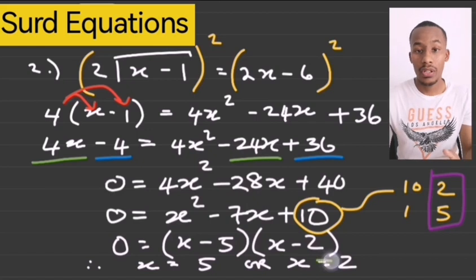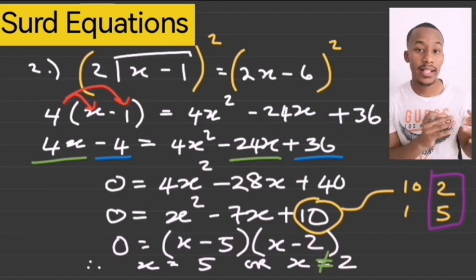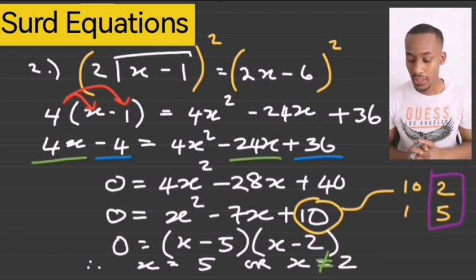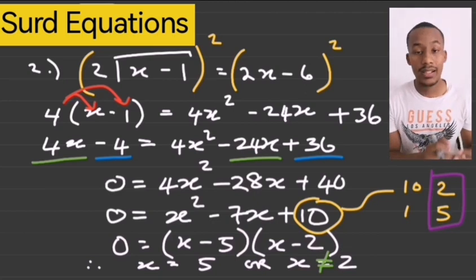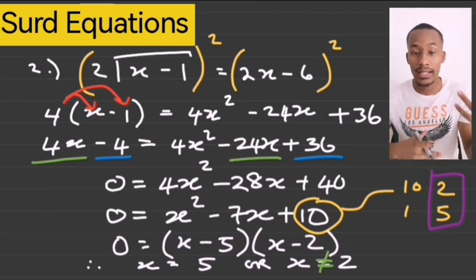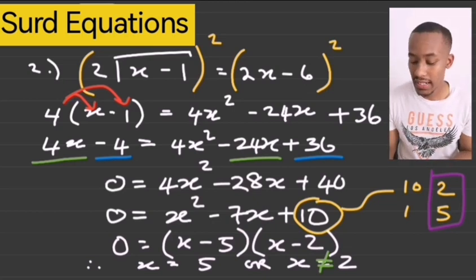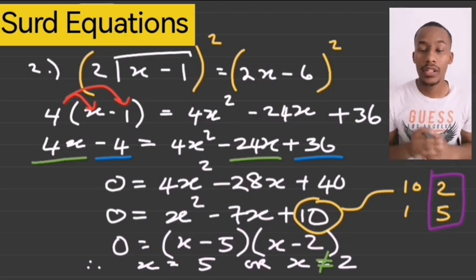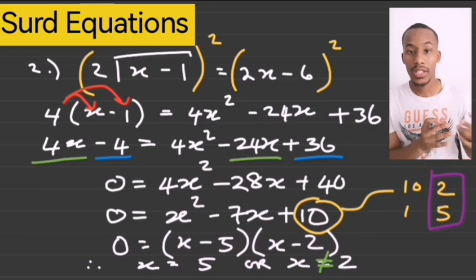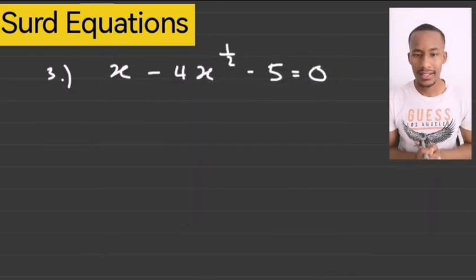Again, we're going to have to check our answers. One of the answers will be valid and the other one will be invalid. If you substitute 5, it turns out that one is valid because the right hand side equals the left hand side. But if you substitute 2, that is invalid. So we're going to draw a line through the equal to sign like we did with the previous one. Okay, let's have a look at the third example.